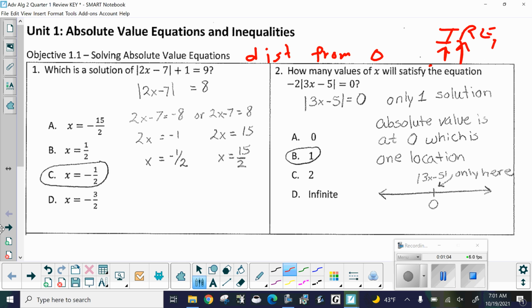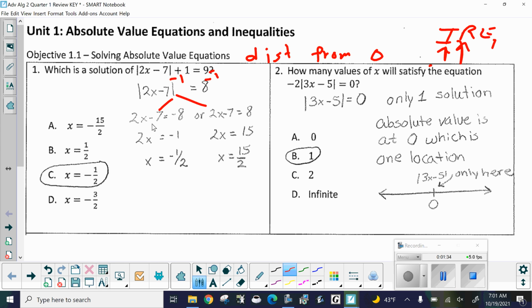So if we come over here, the first thing I'm going to do is subtract 1 from both sides. So then I wind up with the absolute value of 2x minus 7 is equal to 8. I've now isolated it. Next, I'm going to rewrite it as a compound statement. I'm going to rewrite it here and here.